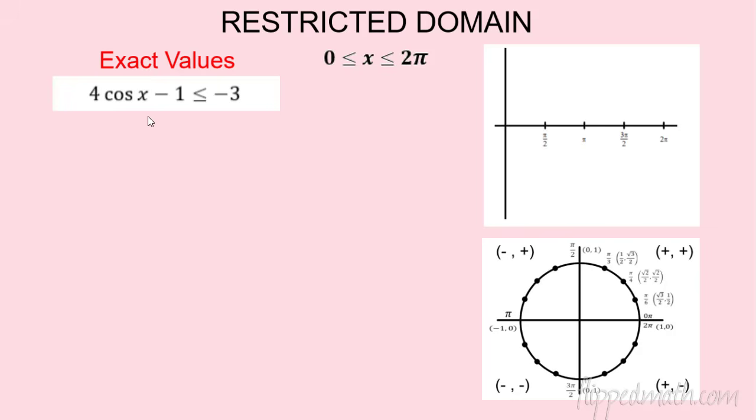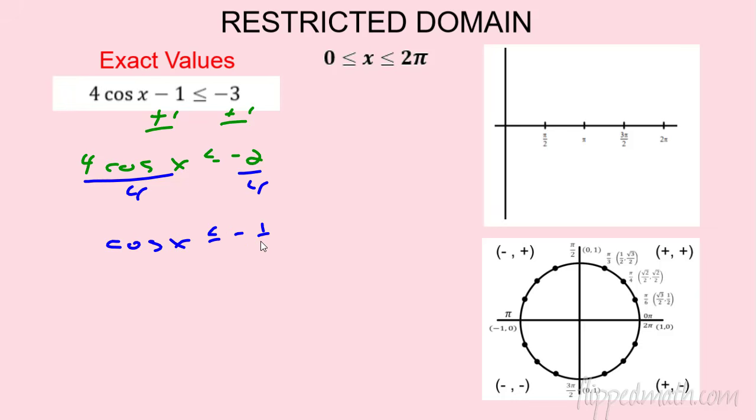Don't freak out if it's an inequality. We're going to solve this the same way. We're going to add 1 to both sides. We're getting x by itself, so we're just solving an equation. In this case, it's an inequality, not an equation. We're going to divide by 4 here. So clean this up. So now we're looking for, hey, when is the cosine of x less than negative 1/2?